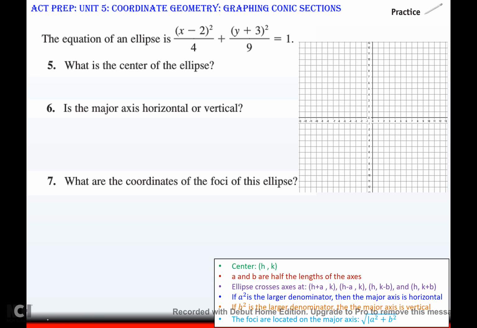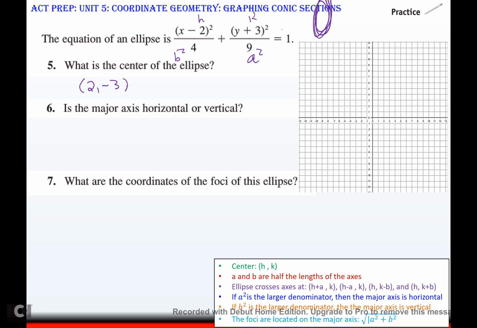Alright, the equation of this ellipse is this, and check to make sure that it is. That's a plus, yes. That's a 1, yes. Now, since the bigger square is under the y, that tells me that my ellipse is going to do this. Okay, so there's a squared, and there's b squared, there's h, and there's k. So it says, what is the center of my ellipse? Well, it's still hk, which is going to be 2, negative 3.